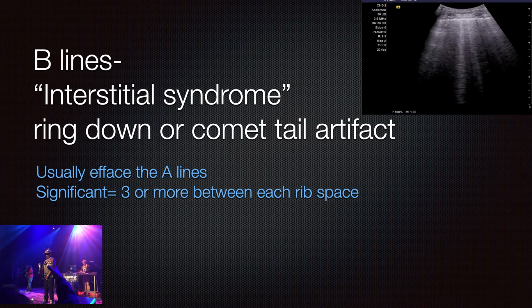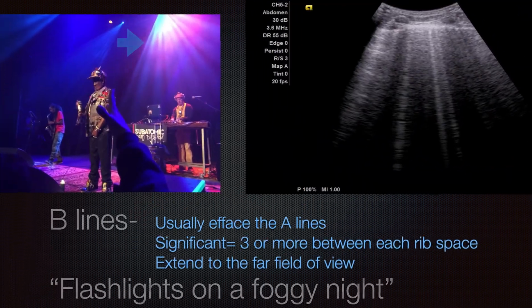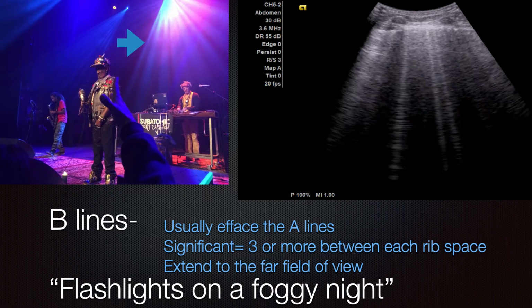You can see this normally down at the dependent portions of the lung, so down at the bottom of the lung, you can see especially 1 or 2, or if someone's been lying in bed. But you shouldn't see this through other portions of the lung, and you generally shouldn't see more than 3, especially between multiple rib spaces. So again, extending down to the bottom of the screen and described as flashlights on a foggy night. Here's an example at a concert of something that looks like B lines coming down.